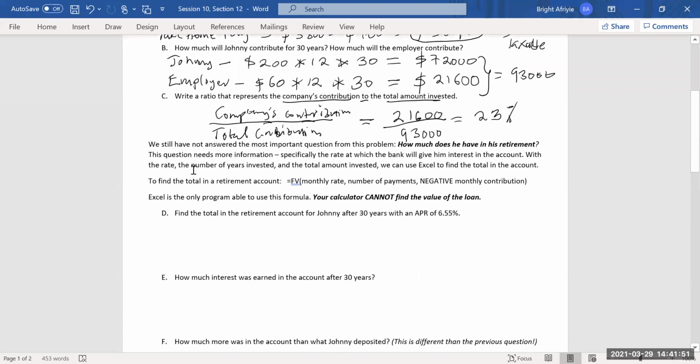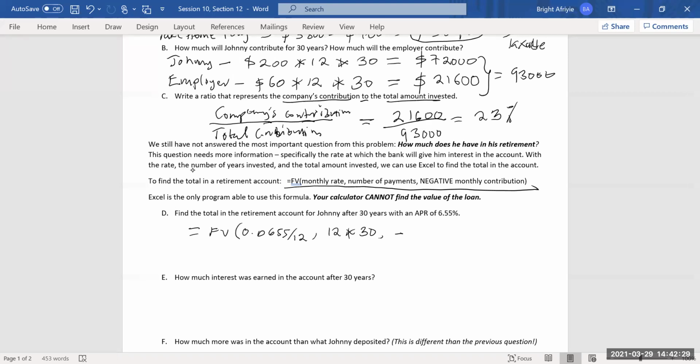Now let's go to D. You want to find the total in the retirement account for Johnny after 30 years with an APR of 6.55. So you have to go by the FV function. So you do equal sign FV, and then the rate is, you change that to a decimal, as you know, divide by 12, and then do 12 by 30, and then minus.